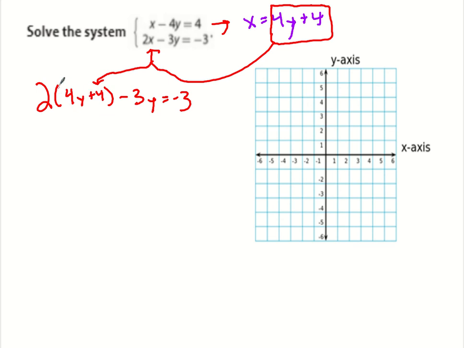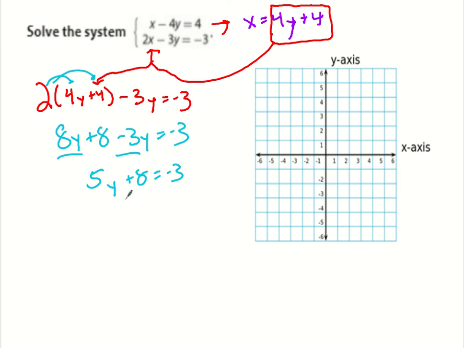Now I solve this equation by using the distributive property. That's why I wrote it in parentheses. This is 2 times whatever x was, and x was all of this. So I do 2 times 4y, which is 8y, and 2 times 4, which is 8. Minus 3y equals negative 3. Combine like terms: 5y plus 8 equals negative 3. Subtract 8 from both sides. I get 5y equals negative 11. Divided by 5, y equals negative 11 over 5. And I can stop there. I'm all done.